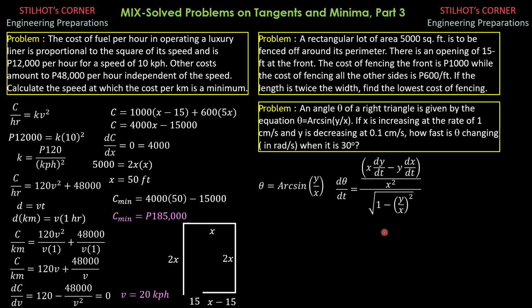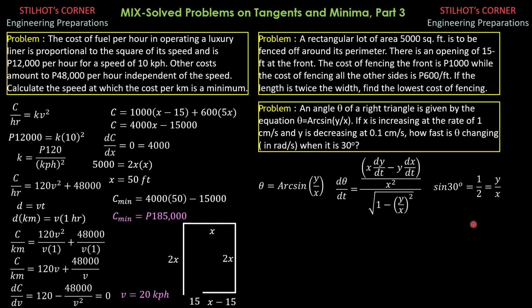So that's the derivative. And take note that theta is 30 degrees, so sine of 30, which is 1/2, equals y over x. Sine 30 degrees, which is 1/2, equals y over x. So that means y is 1/2 and x should be 1. So 1/2 over 1 is 1/2.